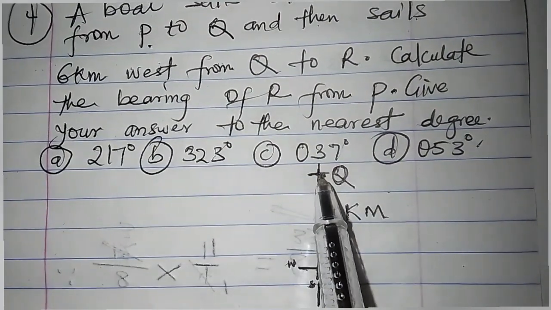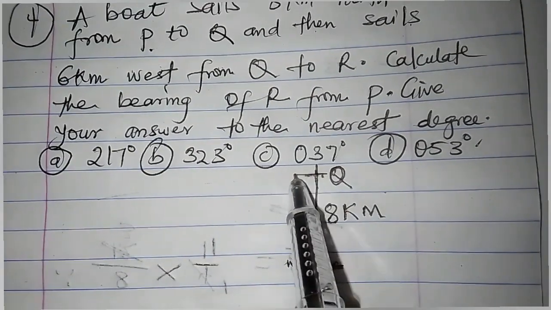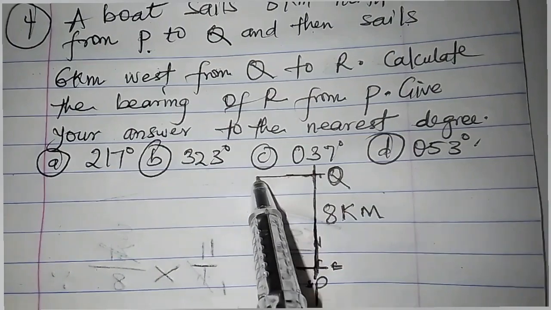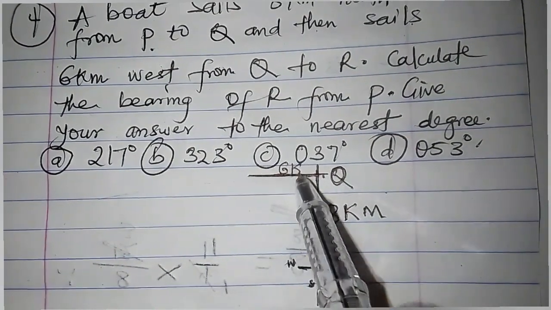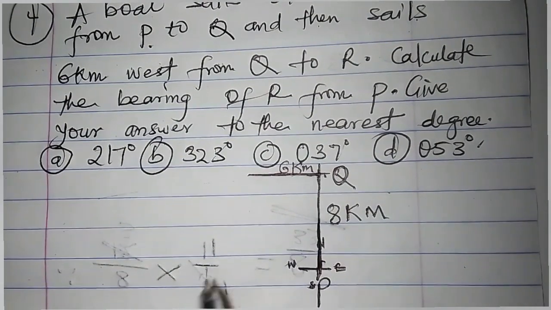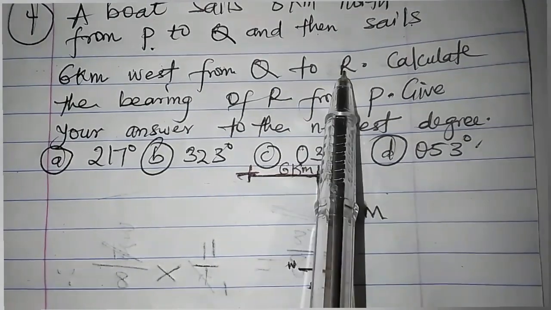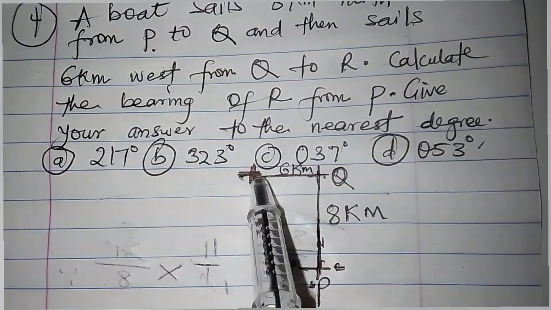It says west. So west is towards this direction. So this is west. How many kilometers? 6. So of course 6 should be smaller than 8. Let's take this as the 6 kilometers. Pardon my drawing. Alright, this is where the boat is now. And this point is R, that's from Q to R. So the boat is at point R now.